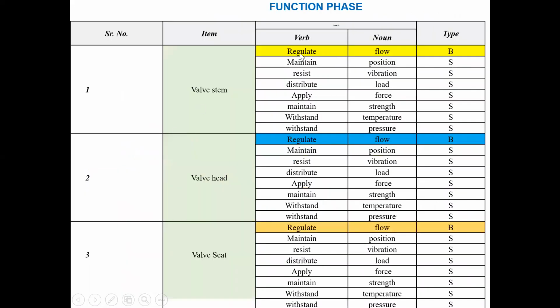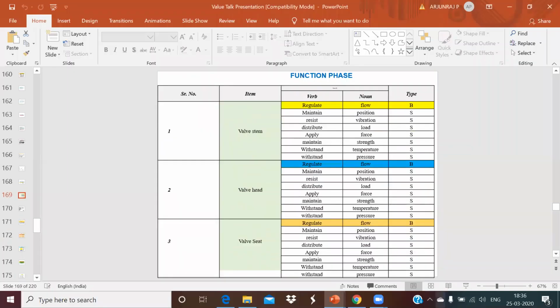So here I am going to analyze all the functions. Random function I'm going to analyze. So here regulating the flow is the basic function of each and everything. What you said is correct. Where we take both intake and exhaust valve getting opened and closed.